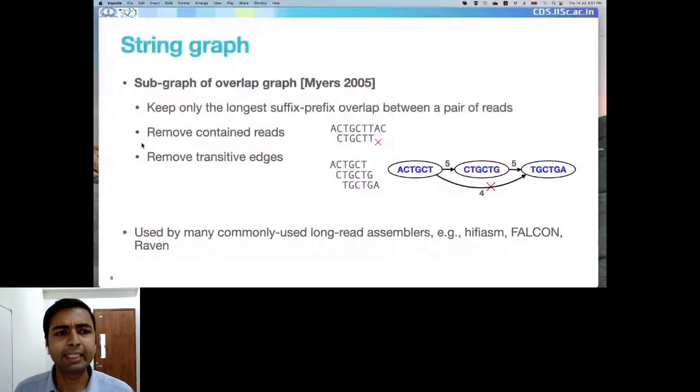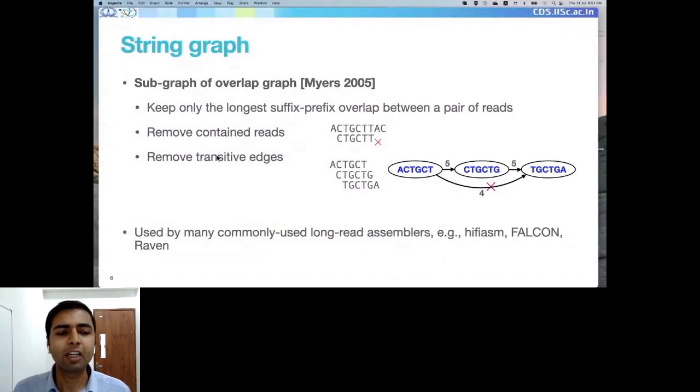So string graph, as I said, is a subgraph of the overlap graph. It was introduced by Myers in 2005, right? So these are the following graph pruning steps that we do to construct the string graph. First is that we only keep the longest suffix-prefix overlap between a pair of reads. The second step is that we will remove contained reads. For example, if you have two reads and the shorter read is a substring of the longer read, then we will remove the shorter read from the dataset.